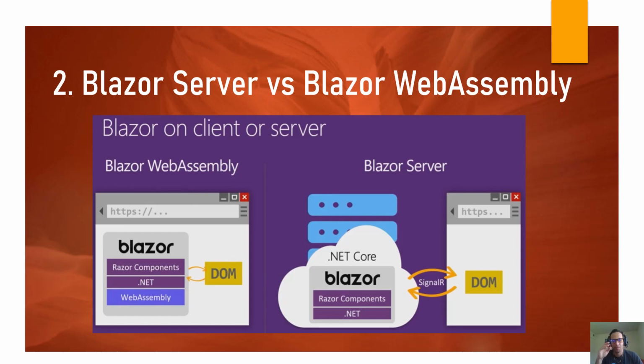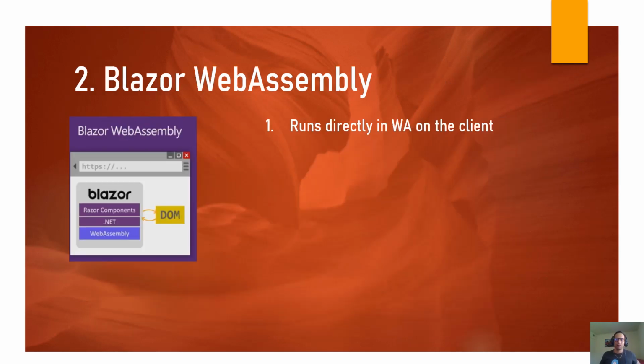So in Blazor WebAssembly, everything runs in the browser, and in Blazor Server, everything is running on the server, but through a SignalR connection, there are updates to the UI being sent. So the processing happens on the server, and then, very efficiently, HTML is sent back to the browser to display the UI. So let's start with WebAssembly first because it's the new kid on the block, but we're going to talk about Server later.